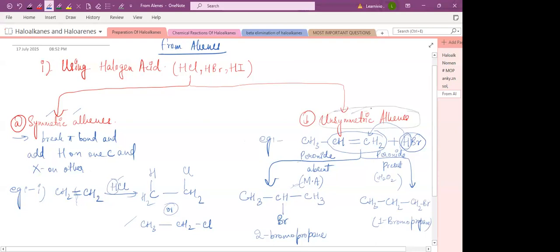So just remember these. This is the case when there is an unsymmetric alkene reacting with any halogen acid. If the peroxide is absent, just use the Markovnikov addition rule, and if the peroxide is present, then use the anti-Markovnikov rule. Yeah, clear? Yes. Okay, write it down. Let's do some questions. Let's see if you got my point or not.